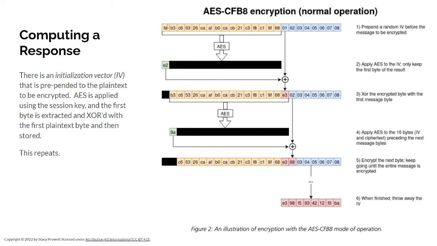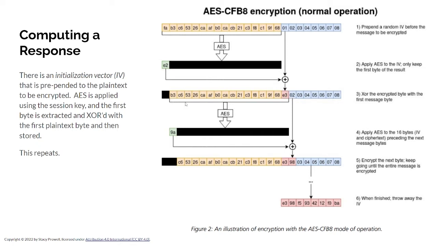We take this initialization vector and we prepend it to the plain text message, and then we apply AES to this 16-byte window. And AES doesn't do anything by itself. We use the knowledge of the session key and apply this, and we arrive at some encrypted string here, and you'll notice most of this is blacked out. That's because we really only care about the first byte. So we do this, we save that first byte, we take it, we exclusive OR these two together, right? E2 exclusive OR with 0, 1 is E3, and we replace that one.